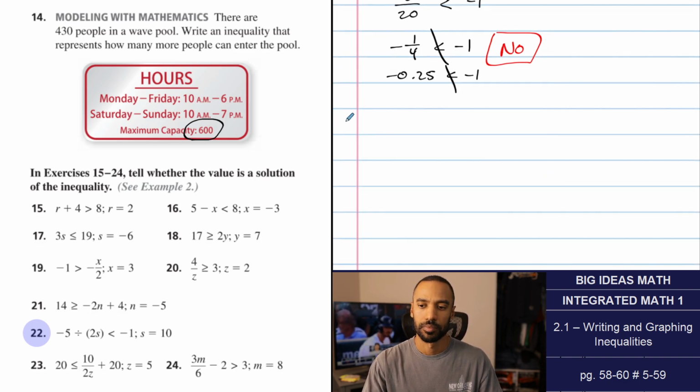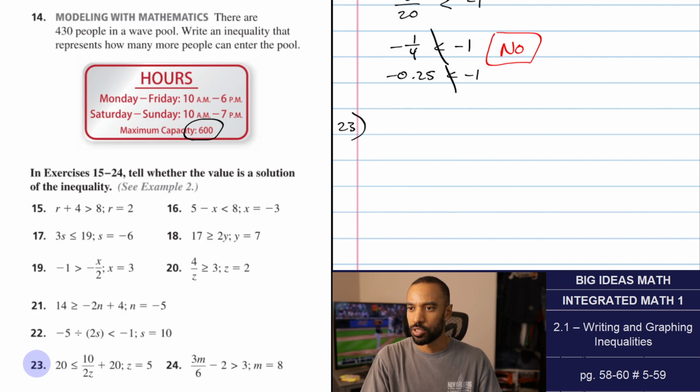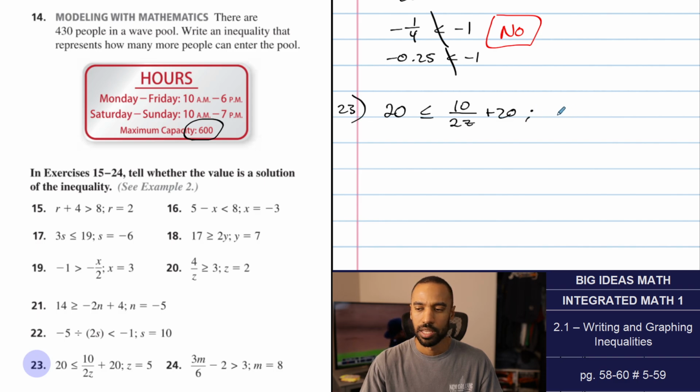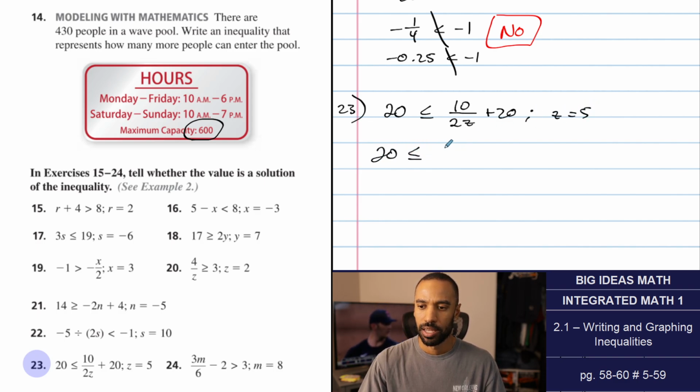Absolutely. Number 23. I don't know if these are necessarily getting more difficult. They're jumping around different cases here, so I don't know if they're trying anything trickier on these next two. 10 over 2z plus 20. Okay, there's a plus 20. Z equals 5. So we're going to check 20. Is it less than or equal to 10 over 2 times 5 plus 20? So this is 10 over 10 plus 20.